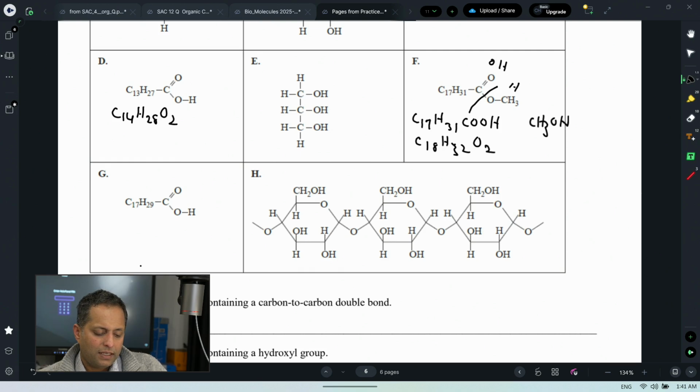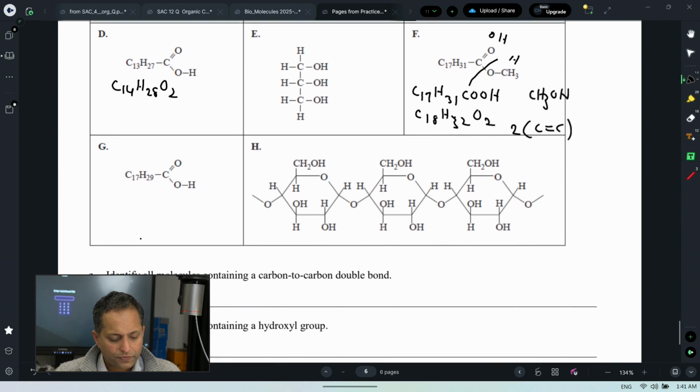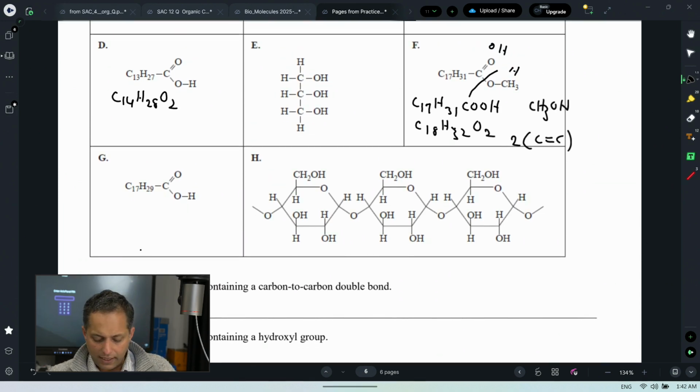So 4 hydrogens are missing. 4 hydrogens missing means that fatty acid has to have 2 carbon carbon double bonds, because if that was to be saturated, you would have to have C18H36O2. So 36 minus 32 is 4. Yes, that's correct. 4 hydrogens missing, 2 carbon carbon double bonds. So definitely F is our candidate.